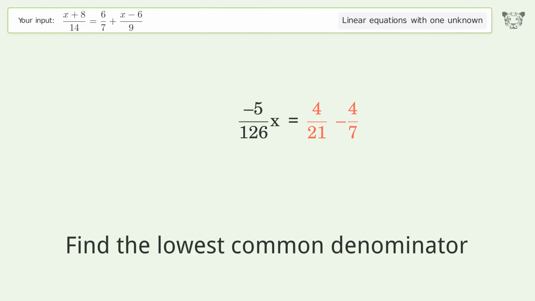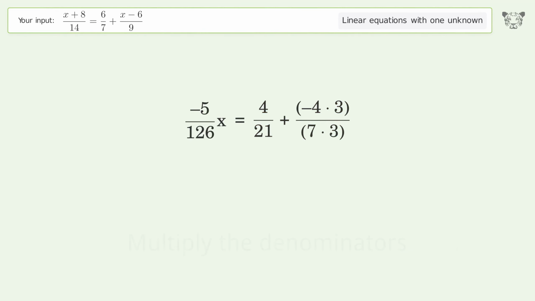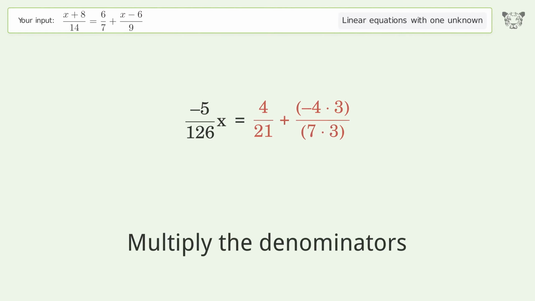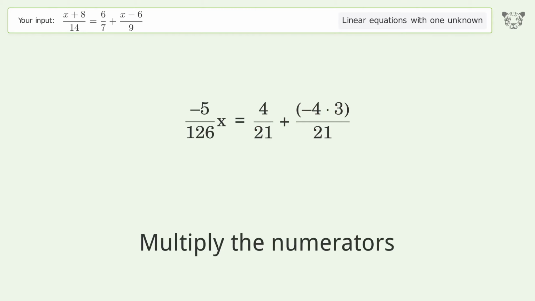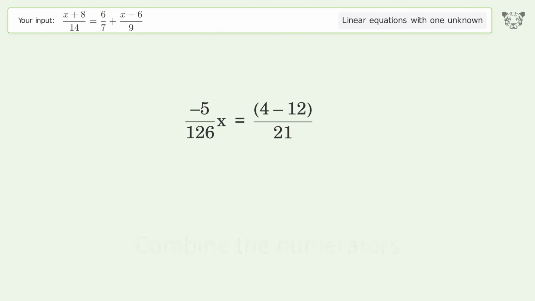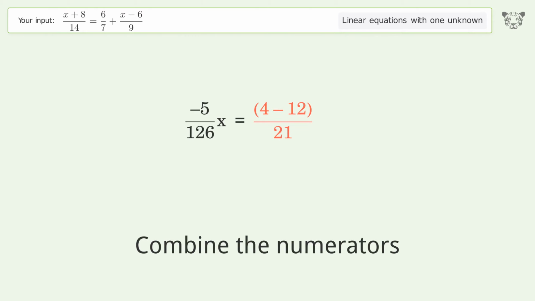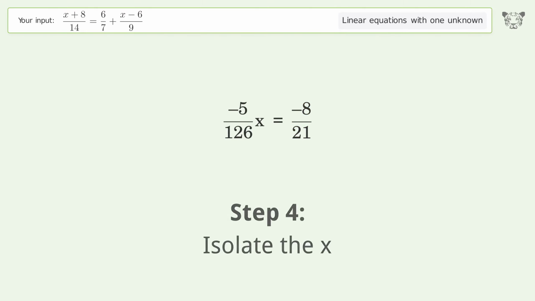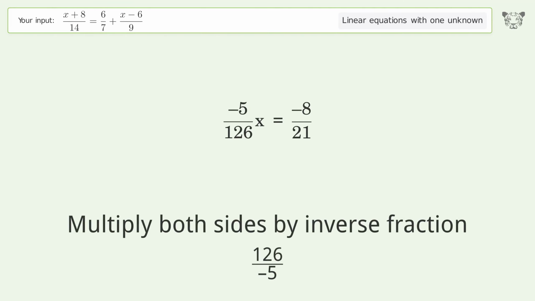Find the lowest common denominator. Multiply the denominators. Multiply the numerators. Combine the fractions. Combine the numerators. Isolate the x. Multiply both sides by the inverse fraction.